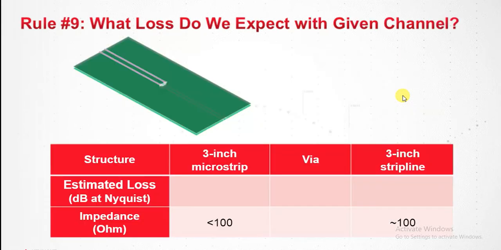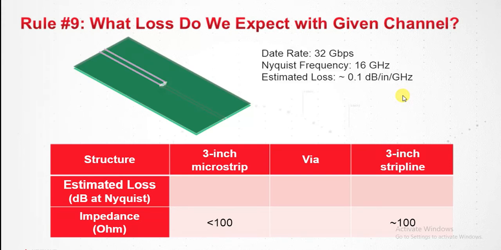Great. Now we have filled in the bottom 2 items. Let's see what we expect the SDD11 and SDD21 would look like. But before that, we'll also take a look at the loss for SDD21. Now I'm running at a data rate of 32 gigabits per second. Dividing that by 2 gives us a Nyquist frequency of 16 gigahertz. Estimating the loss at 0.1 dB per inch per gigahertz, I should expect the 3-inch microstrip to be 16 multiplied by 0.1 multiplied by 3, which is about 4.8 dB. And also the 3-inch stripline, I call it 5, give or take.